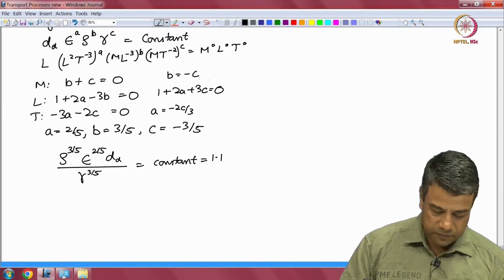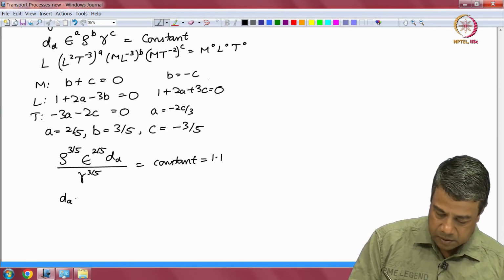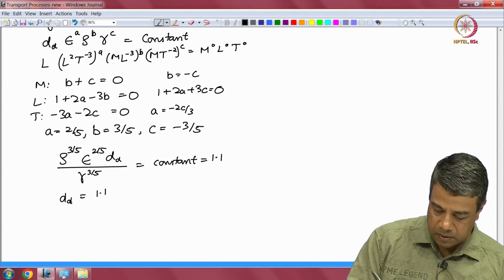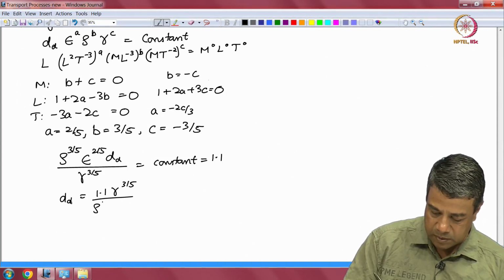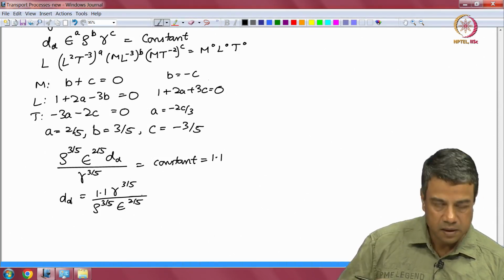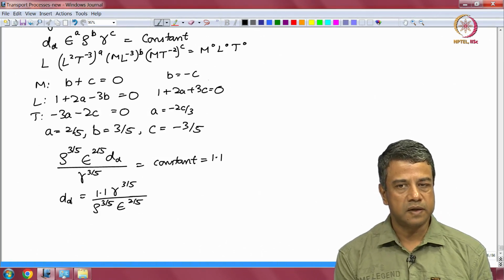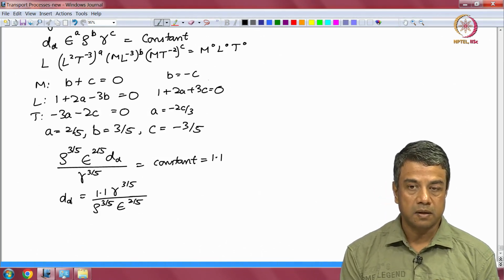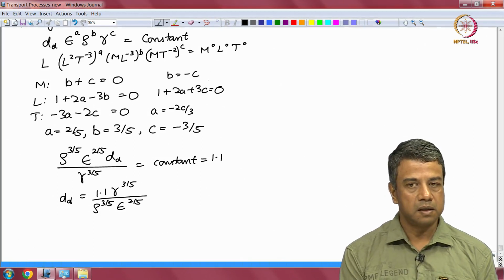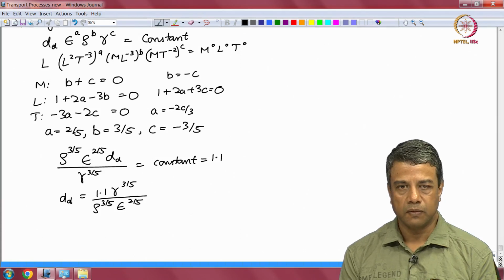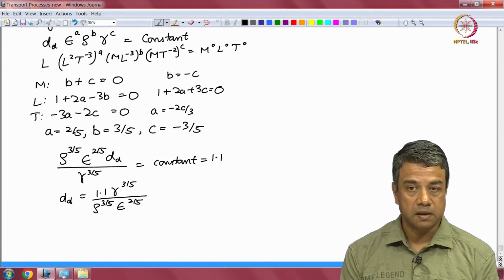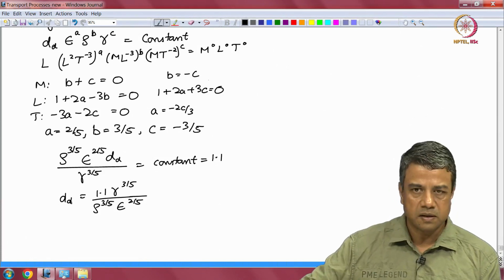Therefore, the droplet diameter is equal to 1.1 gamma power 3 by 5 by rho power 3 by 5 epsilon power 2 by 5. So, that gives you an empirical correlation for estimating the droplet diameter based upon the energy per unit mass. And this estimate of course assumes that this epsilon is somehow a constant value. That is not strictly true.